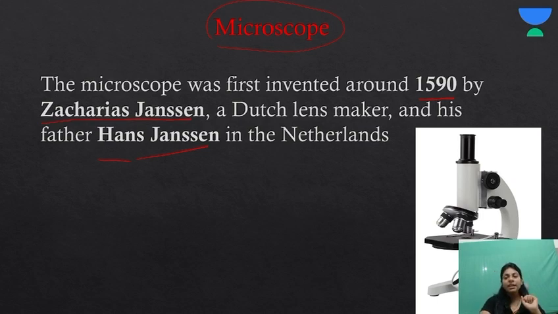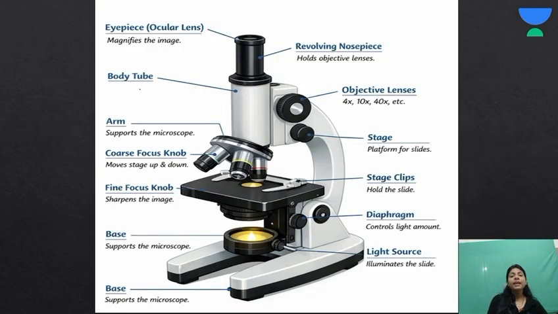Now we will see the parts of the microscope in detail. The first thing is the eyepiece. The eyepiece is the part through which you visualize the slide kept beneath, and it magnifies the image. Next is the body tube, through which you can visualize the slide. Next is the revolving nosepiece. This is how you can set the objective according to your needs.